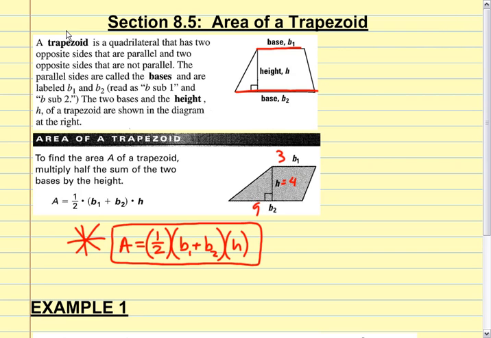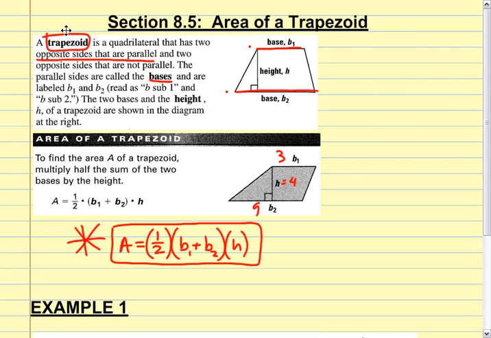Now, a trapezoid is a quadrilateral. That means it has four sides, with two opposite sides that are parallel, and that's what we've got here. This one is parallel to this one. The parallel sides are called bases. I usually call the top one base 1 and the bottom one base 2. Sometimes they're not on top and bottom, and it doesn't matter which one you make base 1 or base 2. I usually do the top and the bottom.